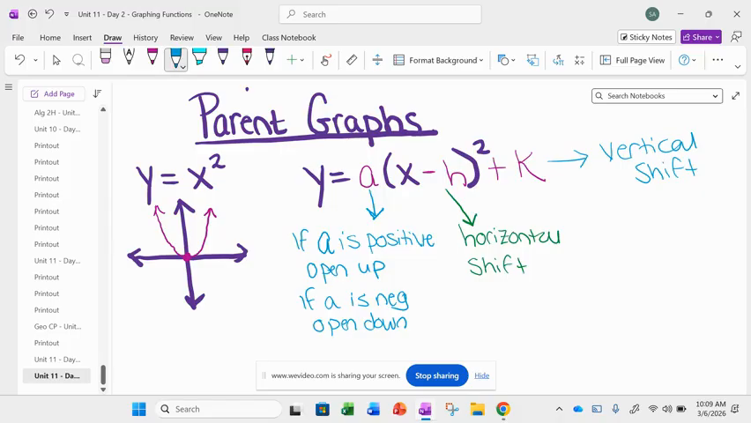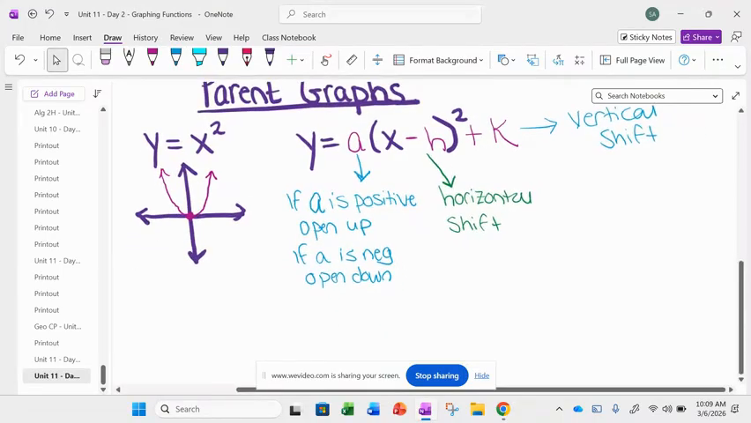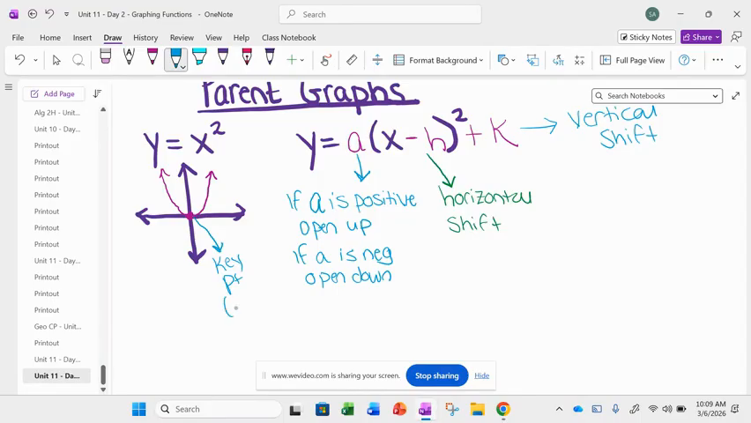So a tells us whether we open up or down. h tells us our horizontal shift. k tells us our vertical shift. And everything we're shifting is this key point right here, that's the parent function at 0, 0. So when I say we're shifting, that's what we're shifting. We're shifting that key point.